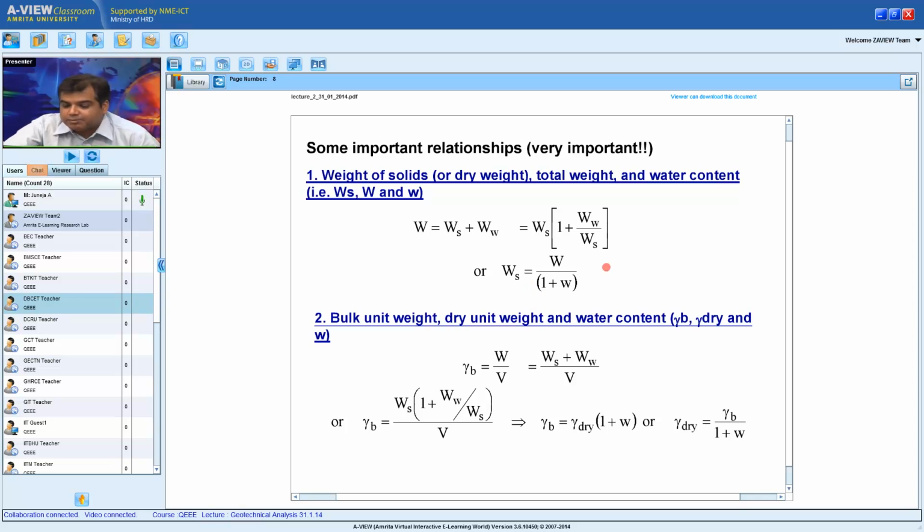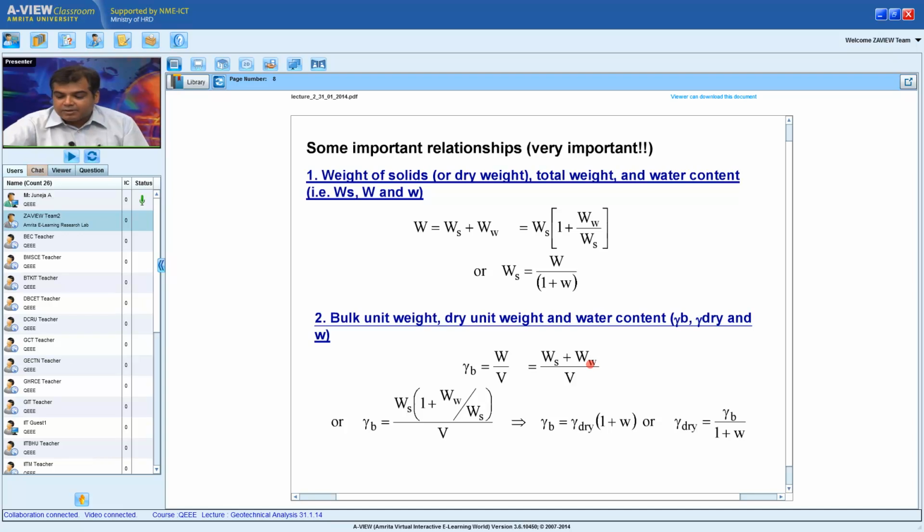The second expression is very similar to the first one. The first one, remember, we had just the weight of soil and the solids. The second one has a denominator which is volume. So the weight by volume gives me the bulk unit weight. The bulk unit weight is now, the numerator is weight of solids plus the weight of water. Denominator is total volume. I'm not going to touch the denominator in this expression.